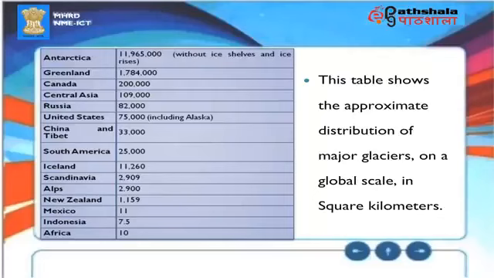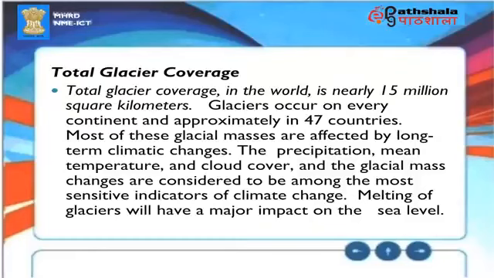South America has 25,000 square kilometers. Iceland has 11,260 square kilometers. Scandinavia has 2,909 square kilometers. The Alps have 2,900 square kilometers. New Zealand has 1,159 square kilometers. Mexico has 11 square kilometers. Indonesia has 7.5 square kilometers. Africa has 10 square kilometers. Total glacier coverage in the world is nearly 15 million square kilometers.